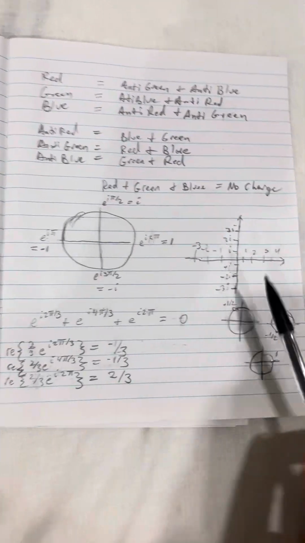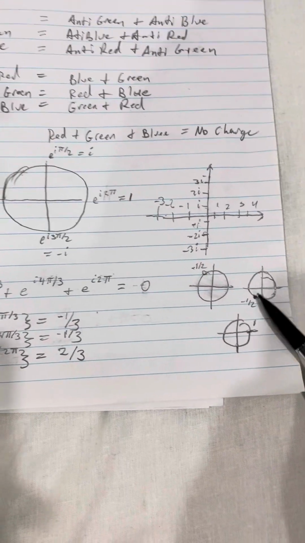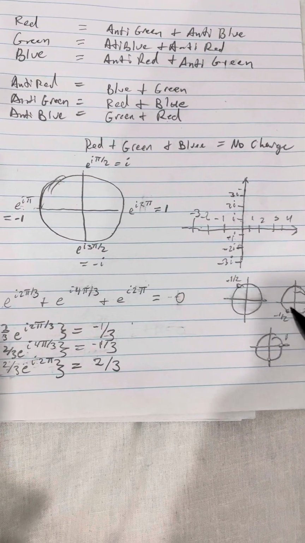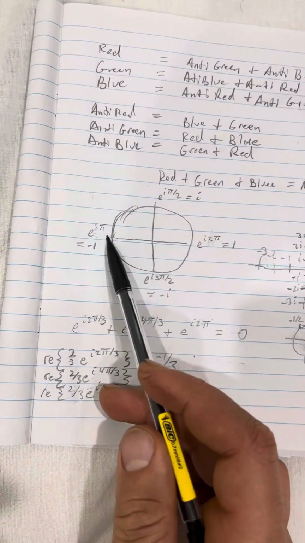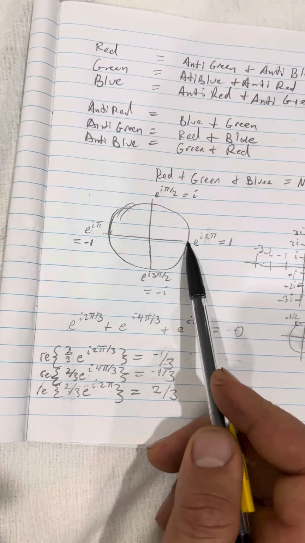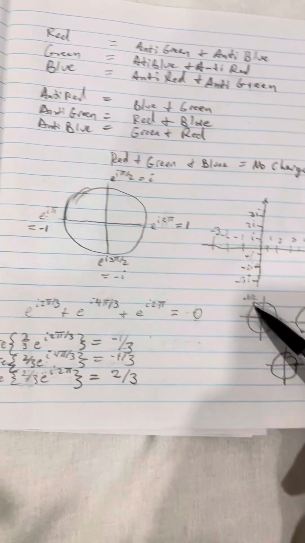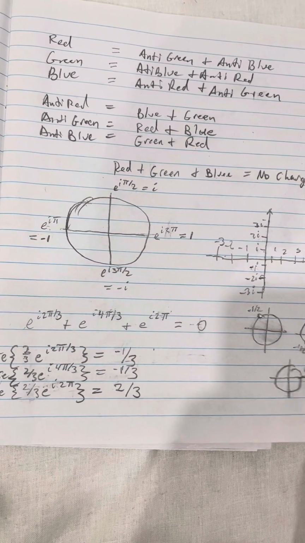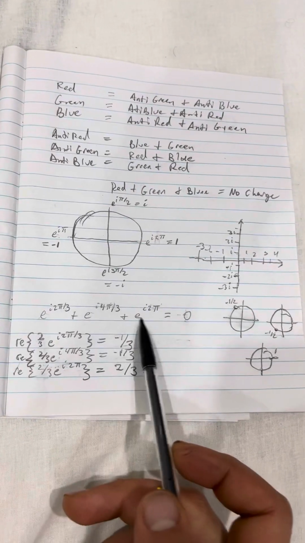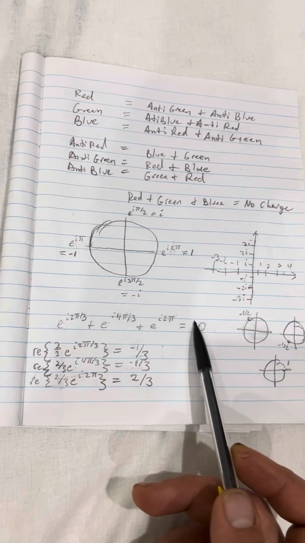Now, these angles right here, -1 and 1, this could be the electron and that could be the positron. If we do that, then these angles here will give us -1/2, 1/2, and 1. And what's special about that is if you add those three angles, you get 0.